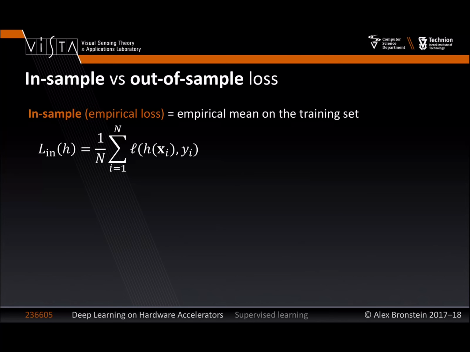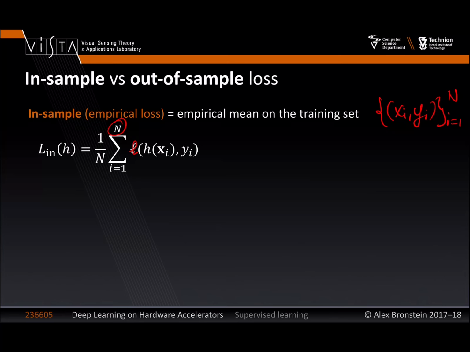So basically what we had was the empirical loss, right? The in-sample loss, the loss that we can compute on the training set. We have this n, which is the training set size. We had the set of pairs xi, yi. This was our training set. And we computed the empirical mean, the average on the training set, of pointwise losses that we denoted by L.